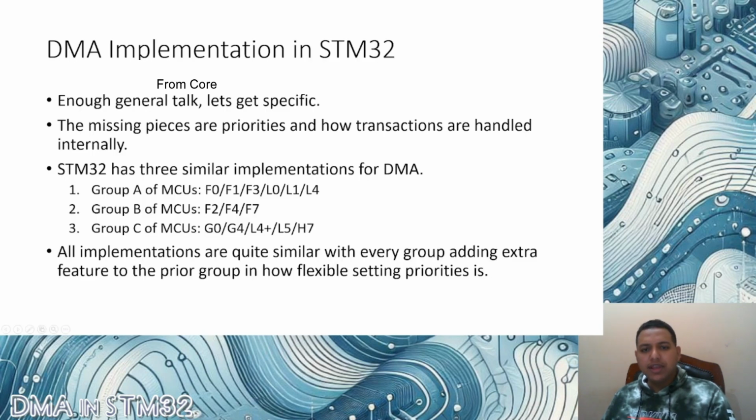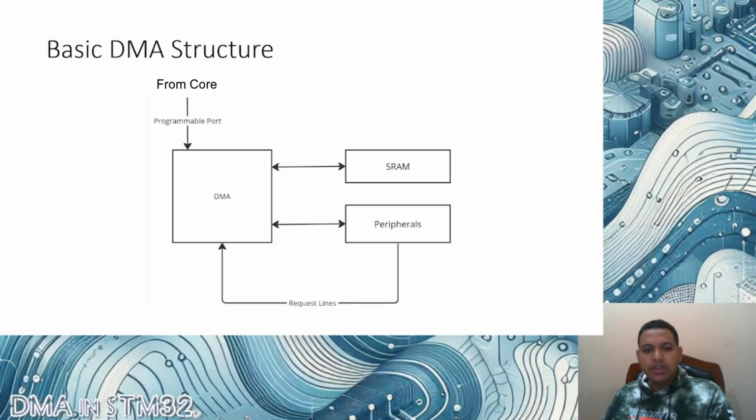Now let's get to the STM32 specifics. There is some missing information from this diagram to fully understand how to use DMA in STM32. First of all, what happens between this and this? How are transactions handled internally inside the DMA? Also how does the DMA prioritize requests, and also how do we configure the DMA from the programmable port?